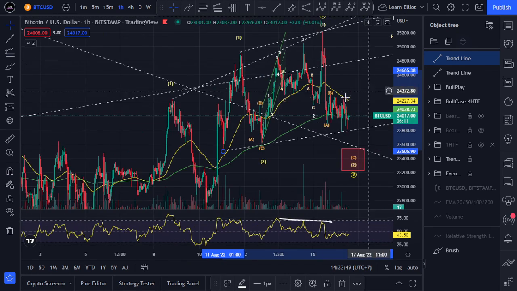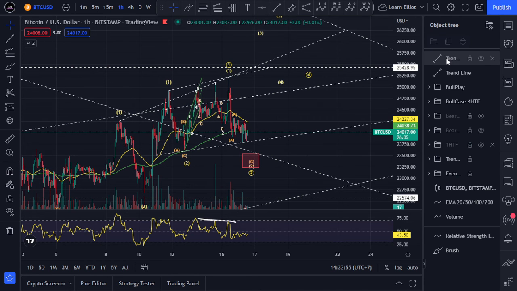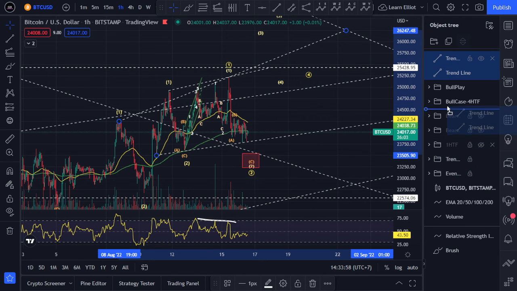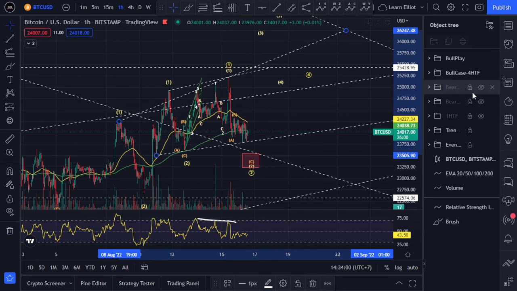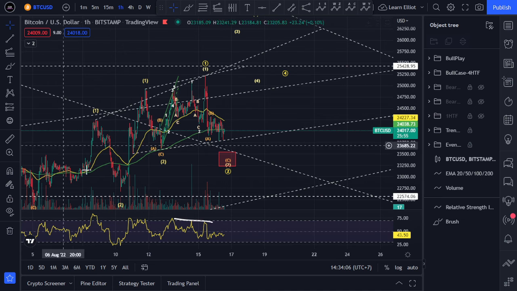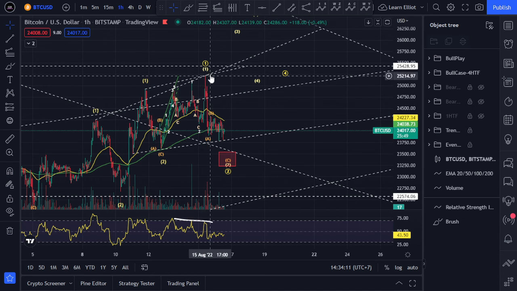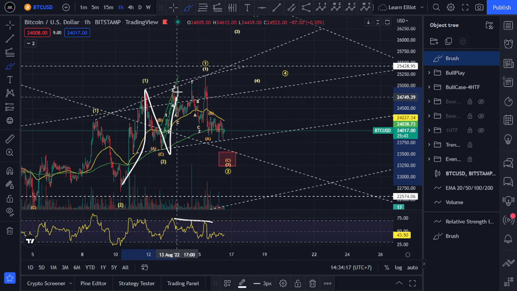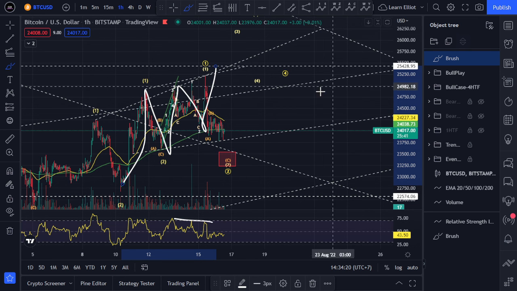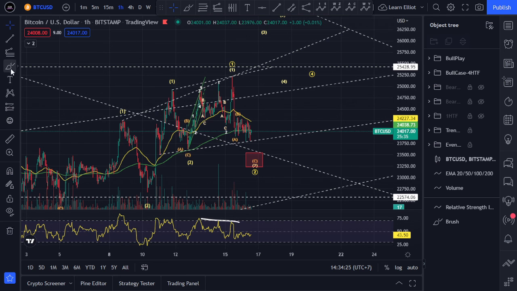So yeah, this is a leading diagonal, so we can put an ABC right there. Let's put it in the blue case scenario first. A leading diagonal means that we have the first wave 1 2 3 4 5, complete 1 2 3 4 5 here, which might also be able to play in this bull case scenario.